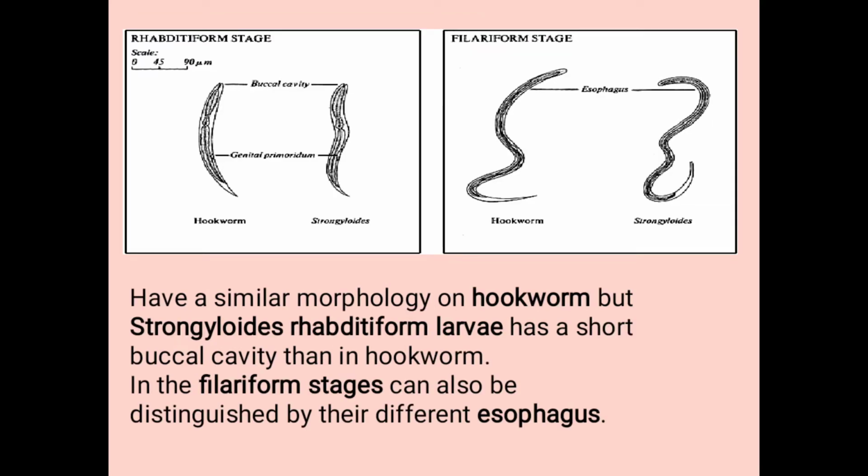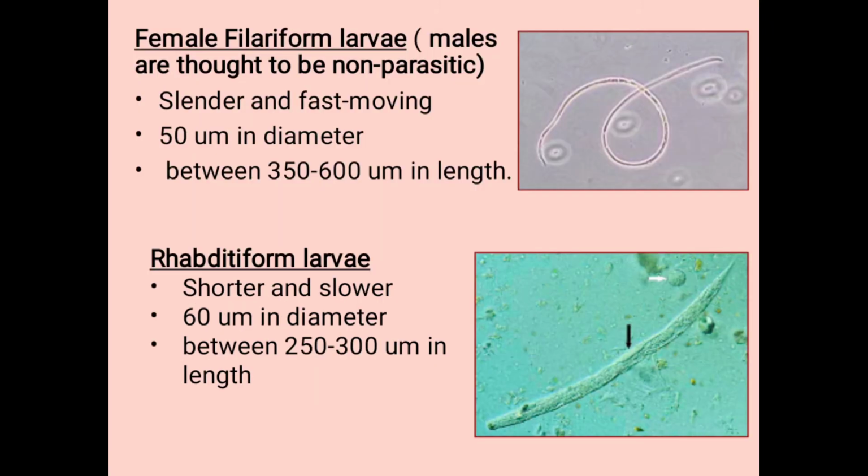Strongyloides stercoralis has a morphology similar to hookworm, but Strongyloides rhabditiform larvae have a shorter buccal cavity than in hookworm. The filariform stage can also be distinguished by their different esophagus. As you can see in the figure, Strongyloides has a cylindrical esophagus.